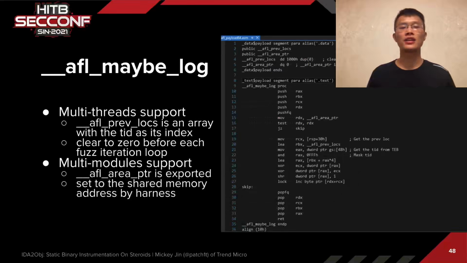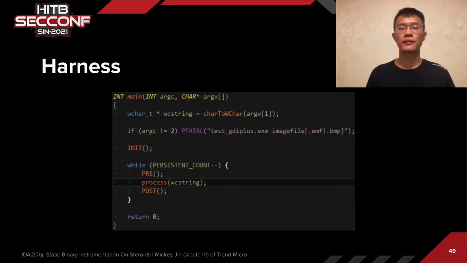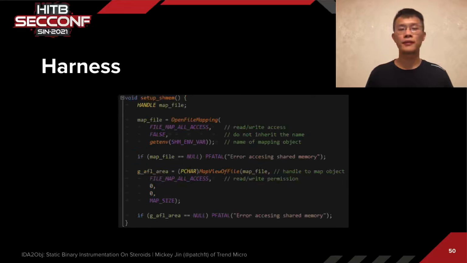The harness is simple enough. Init function is used to do some initializations before fuzzing. It sets up the shared memory and named pipe. Pre and post functions are called in each fuzzing iteration loop. Here is the code to fetch the shared memory address into a global pointer. Init target function will set the AFL area pointer to the shared memory address for each target module.